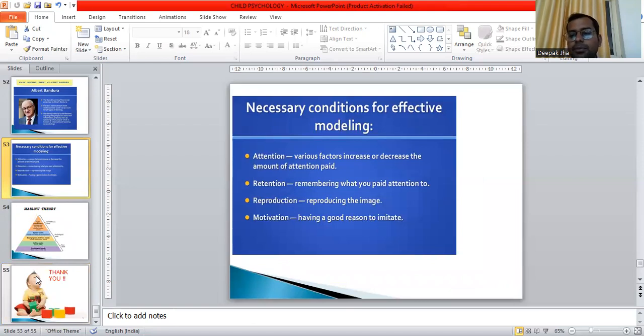Now, how does this modeling process occur in Bandura's theory? He stated there are four stages of modeling. Number one is the attention stage. Number two is the retention stage. Number three is the reproduction stage. And number four is the motivation stage. So what is the attention stage? Bandura stated that there are various factors which increase or decrease the amount of attention paid.